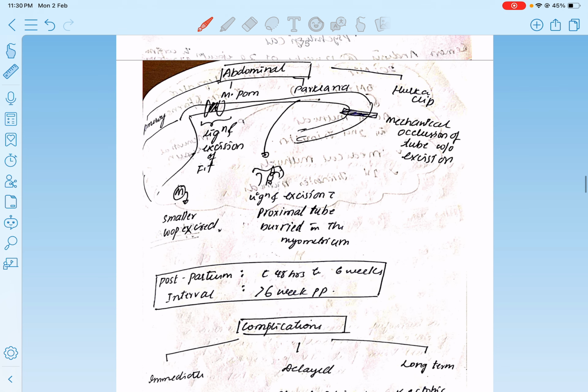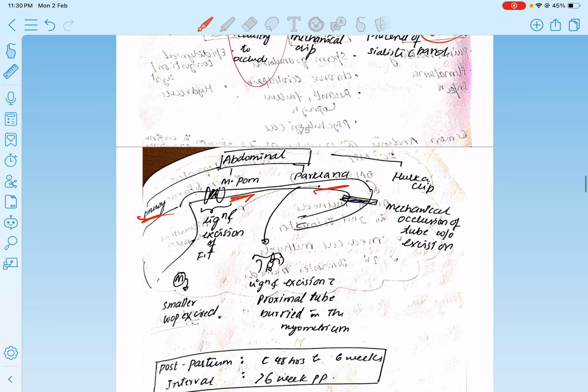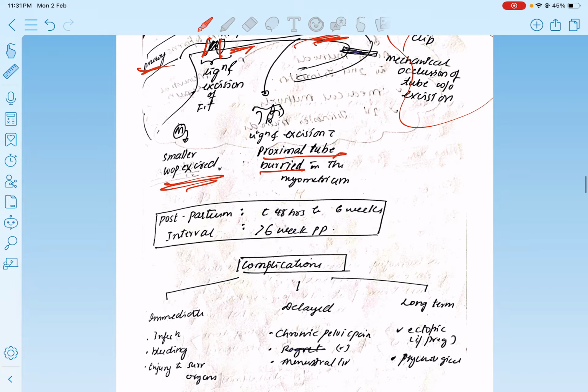Based on tubal ligation, again you have Pomeroy, modified Pomeroy, Parkland technique, and the Falope clips which I have discussed earlier. So what do you do in Pomeroy? You just ligate and excise the fallopian tube. But in modified Pomeroy you have a smaller loop which is excised. In Parkland, after doing ligation, you bury the proximal tube deep under the myometrium, so that you have the least chances of pregnancy.